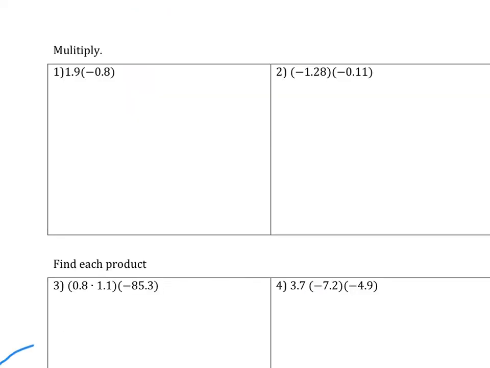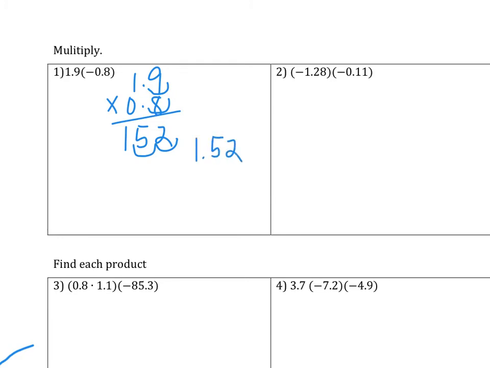Let's do some more examples. Number 1, 1 9/10 times negative 8/10. So again, I'm going to write it out in an easy way to multiply it. 1.9 times 0.8. I'm going to multiply that out. I get 152. Count my decimal places. 1, 2. Start from the back. 1, 2. So I have 1.52, and now I count my negatives. I have 1 negative here as a factor. That's an odd number, so my answer is going to be negative.